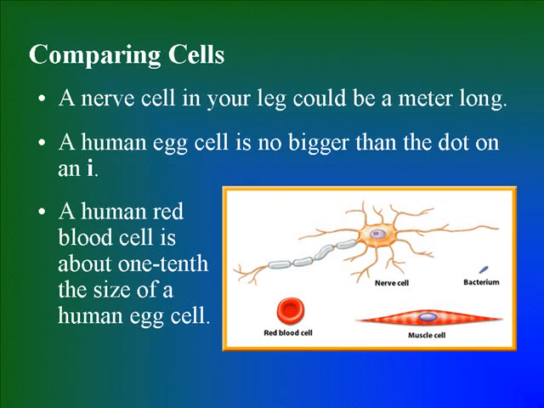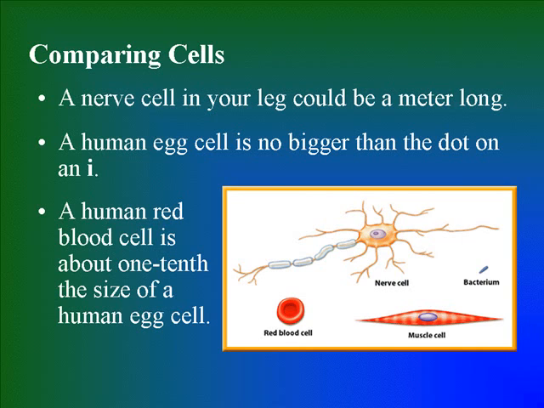Alright guys, so cells can be all shapes, all sizes, and have entirely different things inside them. They have to all have that cytoplasm, like I said, and a cell membrane and that genetic code. But other than that, they can be very different. So we have nerve cells that can be a meter long, which is about 3 feet. So that's a single cell 3 feet long. However, most cells are a lot tinier than that. For example, a human egg cell is no bigger than the dot on an i. So if you wrote an i on your paper, it is no bigger than that dot.